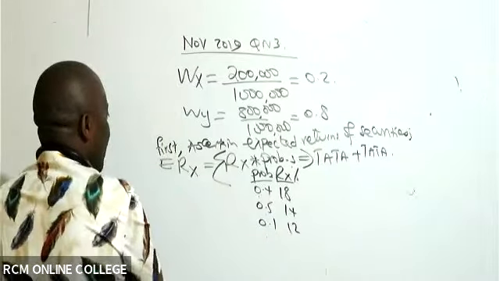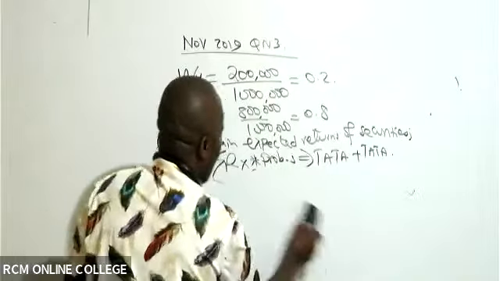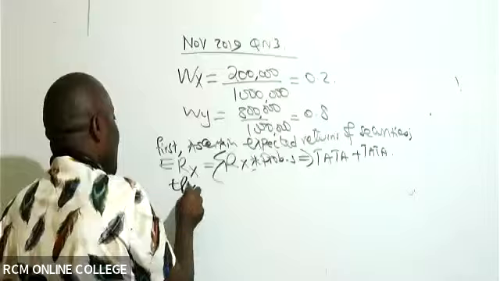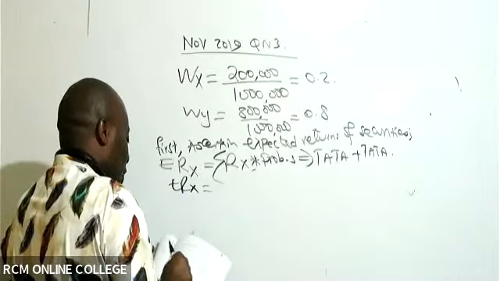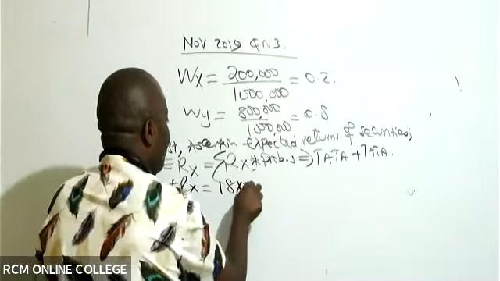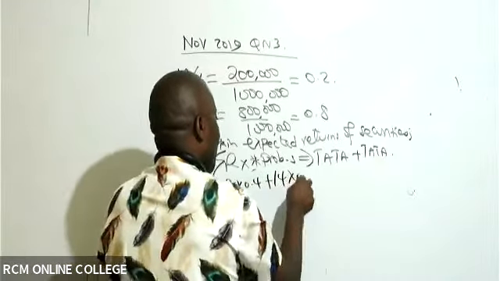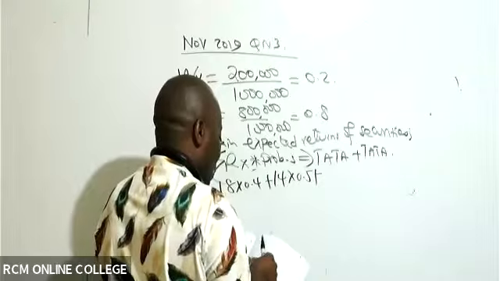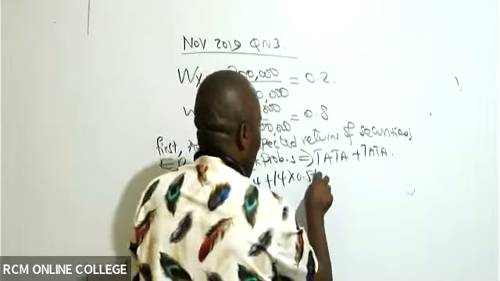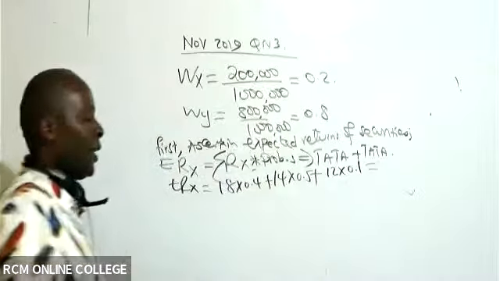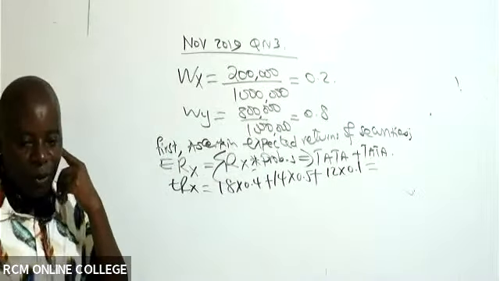So to get these expected returns of X, what do I do? I'm using the concept of 18 times 0.4 plus 14 times 0.5 plus 12 times 0.1. Are you able to give me this answer? Expected return of X.